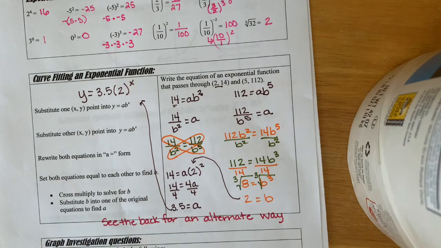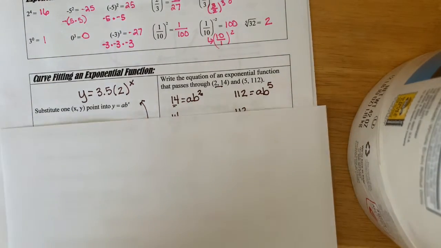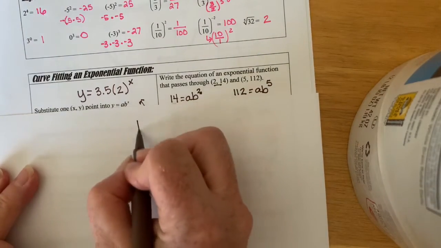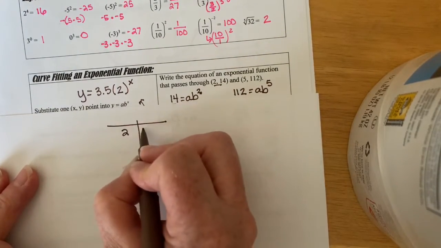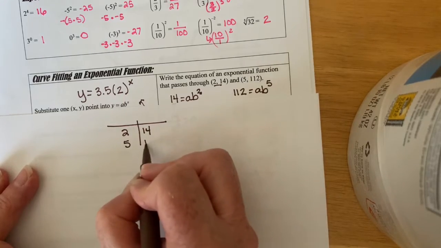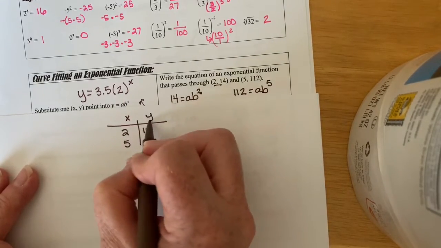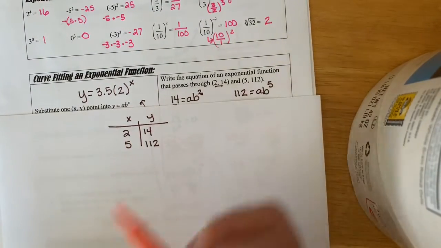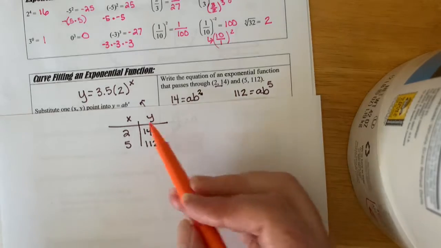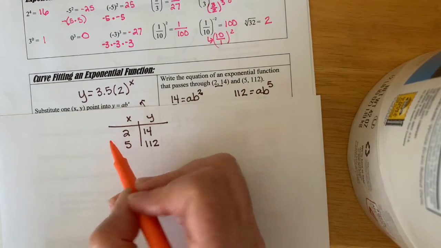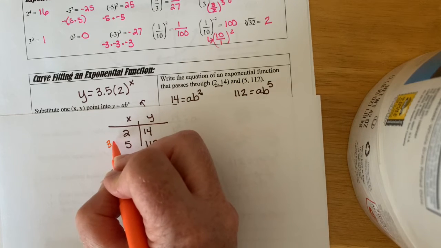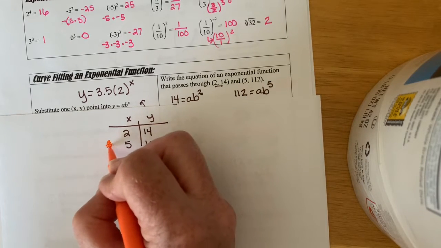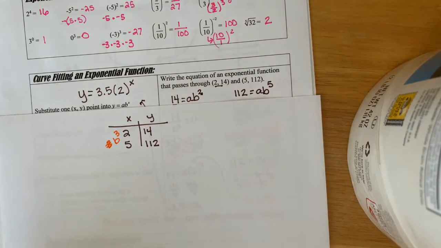I can also do this problem more like what I did with problem 95. So I'm going to go ahead and copy my 2 points down in a table. So I have 2, 14 and 5, 112. Remember, what I'm looking for is how many times do I have to multiply? How many times am I using my multiplier to get from 2 to 5? Well, I'm using my multiplier 3 times. So b times b times b, or b to the 3rd power.